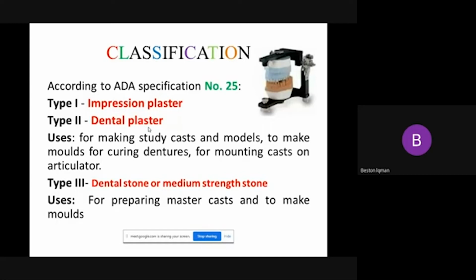While the dental stone, its strength is more than that of type 2. Usually used for preparing the master cast and to make the molds.